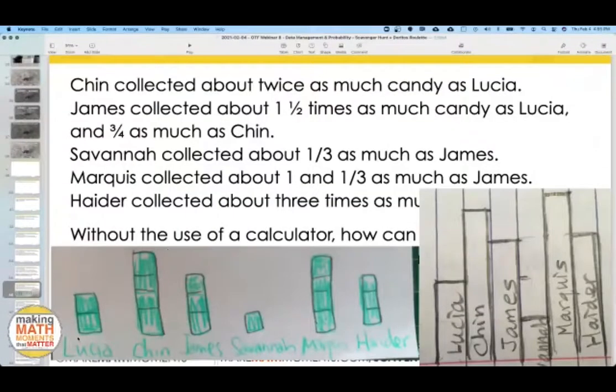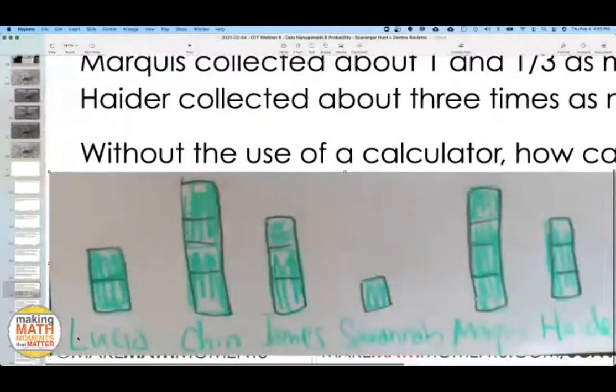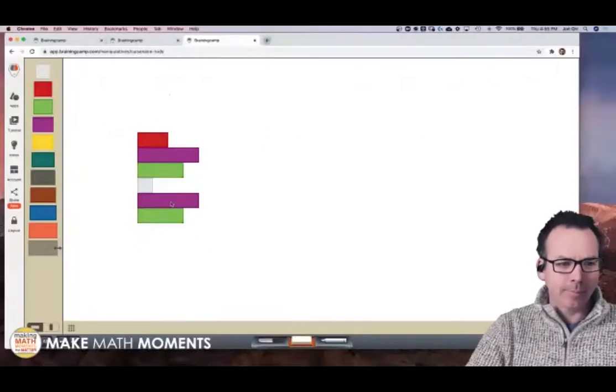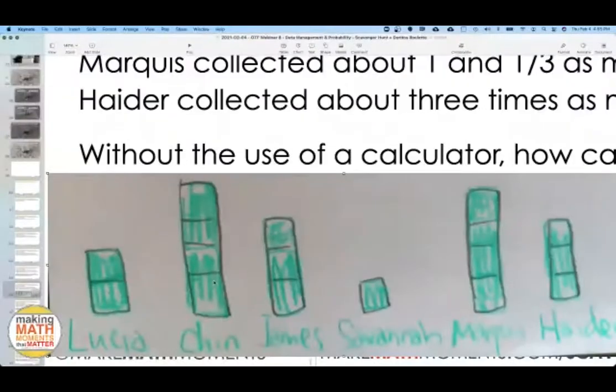But yeah, the reason I pulled this one next, John, was because this one reminded me of your concrete representation. I know it wasn't concrete because you were using a virtual manipulative, but just this idea that we're trying to leverage students' understanding. And here it's the fractional relationships. And then, and only then, do we really need to worry about tossing some numbers in, right? Like if Lucia is 2, then Chin is 4, James is 3, Savannah's 1, Marquis is 4, Hader is 3. You get the idea here.